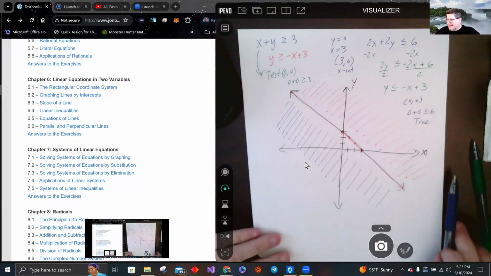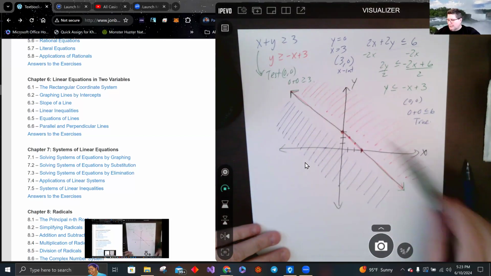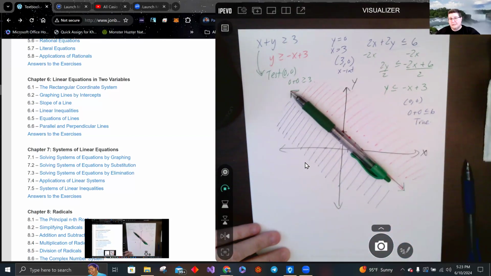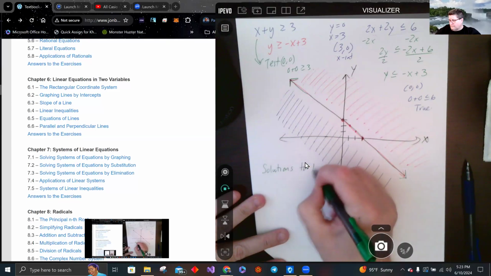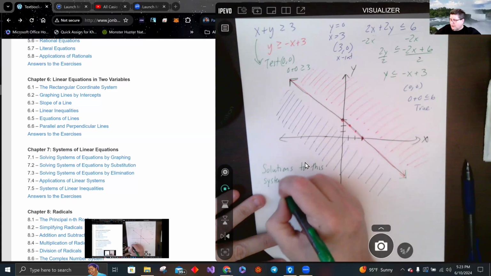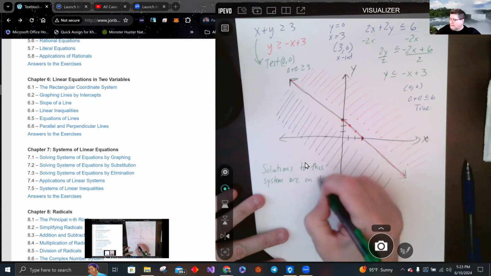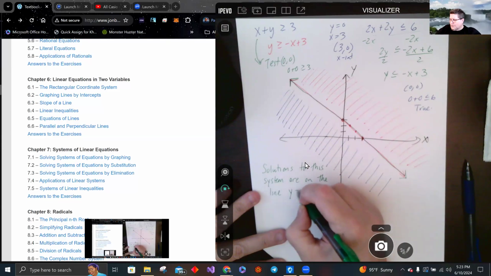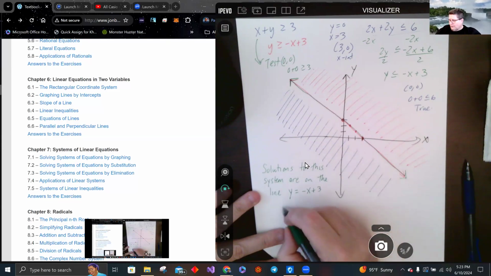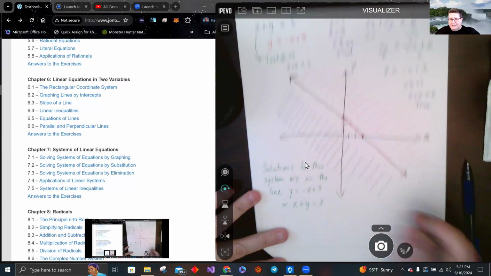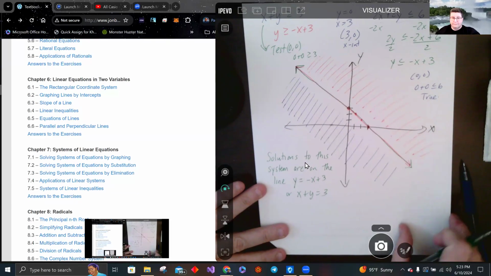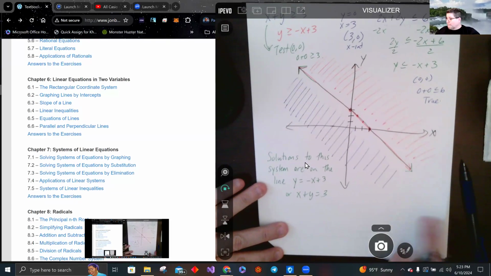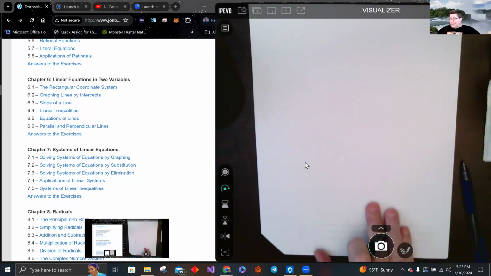So the regions of shading don't overlap, but the solid line does. So solutions to this system are on the line y equals -x plus 3, or x plus y equals 3. We want it in standard form. There's no overlap in the shading, but the lines overlap themselves. All right, one more. I know, but we got another scenario to look at.